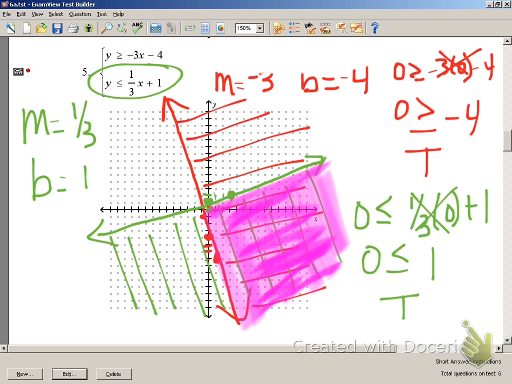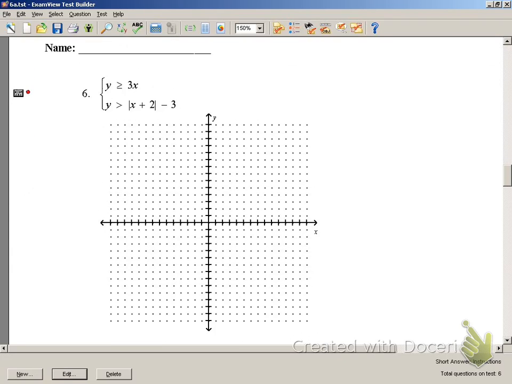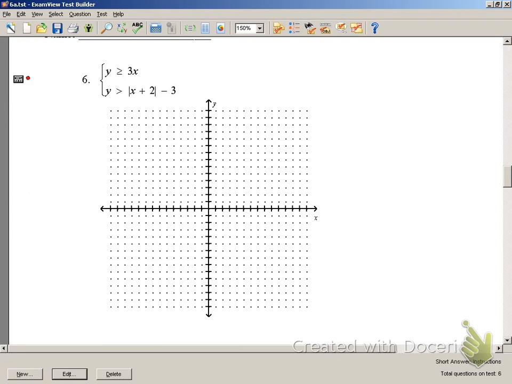And number 6. Still solving, or graphing, inequalities. First inequality: y is greater than or equal to 3x. There is no y-intercept. My slope equals 3. Y-intercept equals 0. As I say, there's no intercept in my equation, so that means my intercept is at 0, 0. Then I have a slope of 3. Up 3 over 1. If you have to, keep plotting graphs.